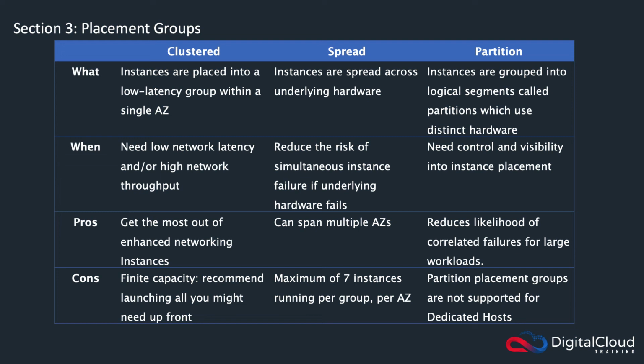We then have the partition placement group. In this case, the instances are grouped into logical segments called partitions, and they each use distinct hardware. And you use that to control visibility into your instance placement. This reduces the likelihood of correlated failures. So, if multiple racks go down in AWS, then you can ensure that your application stays running because you've spread your application across lots of different racks and lots of different underlying hardware.